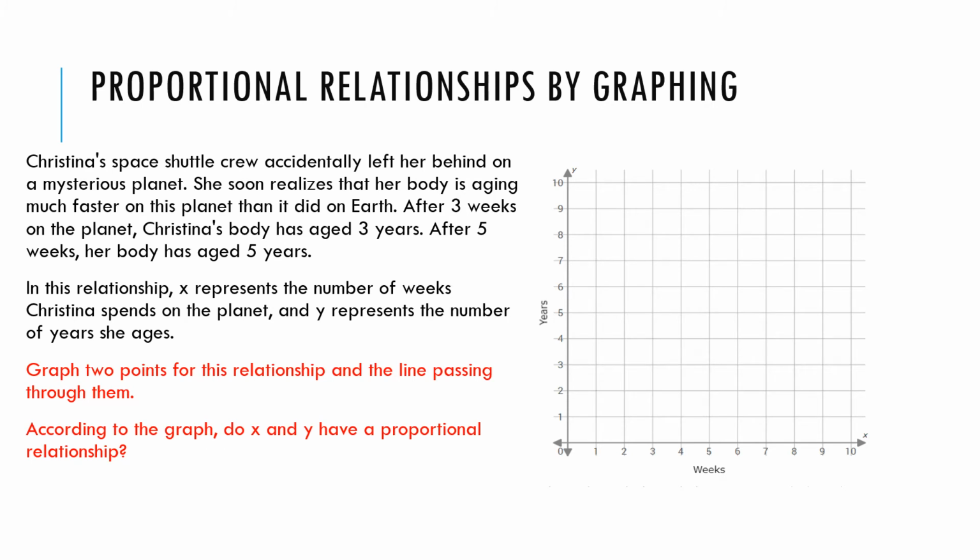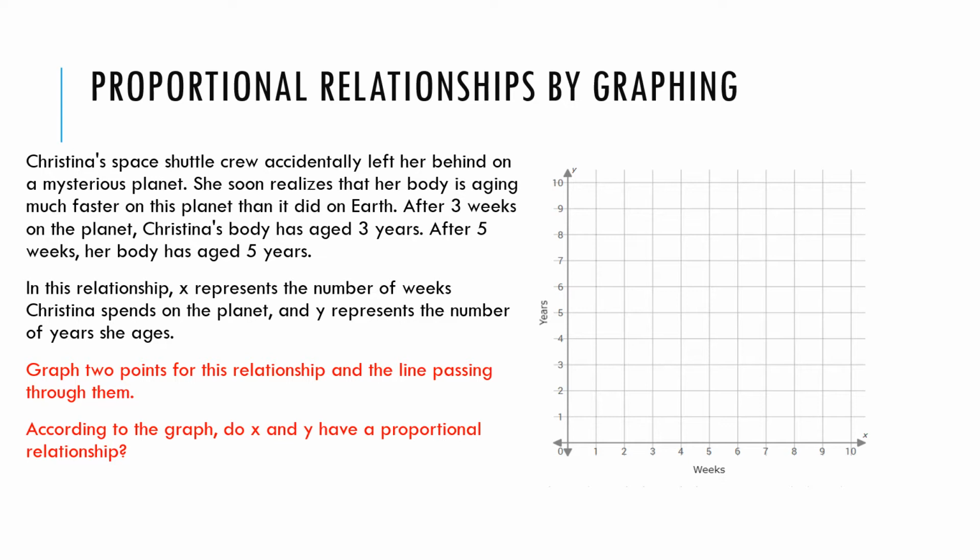So our first problem for today says Christina's space shuttle crew accidentally left her behind on a mysterious planet. She soon realizes that her body is aging much faster on this planet than it did on Earth. After 3 weeks on the planet, Christina's body has aged 3 years. After 5 weeks, her body has aged 5 years.